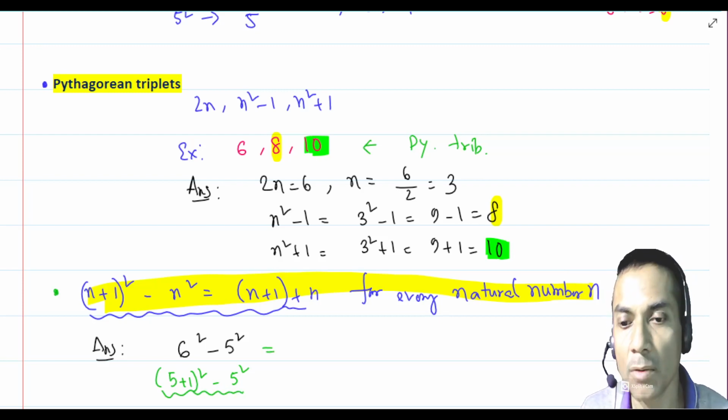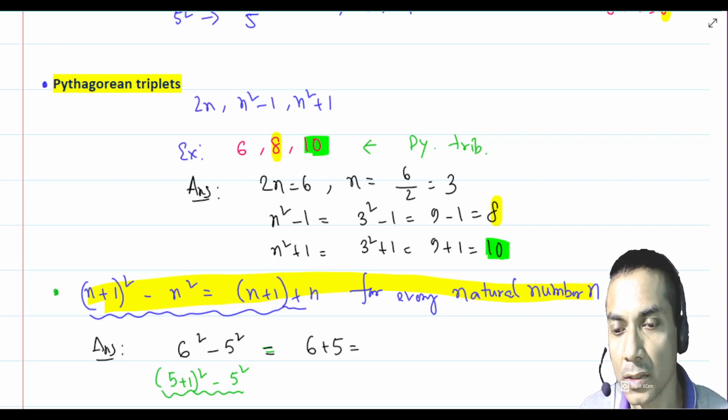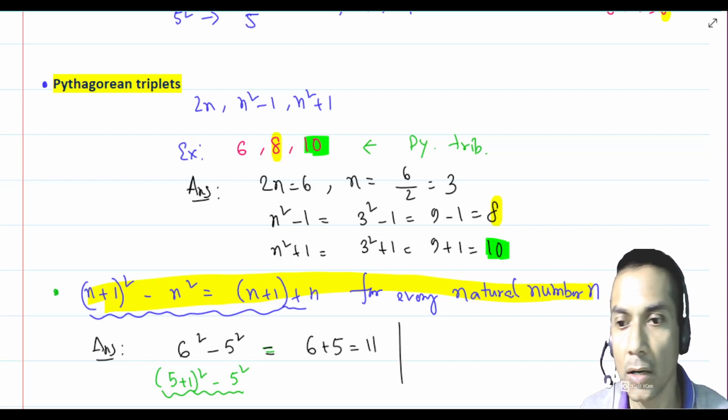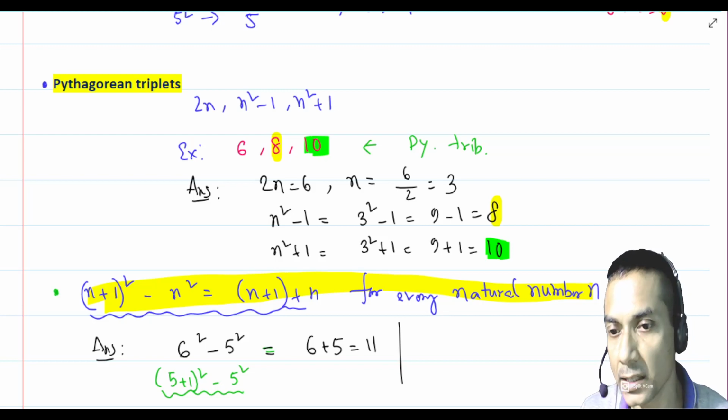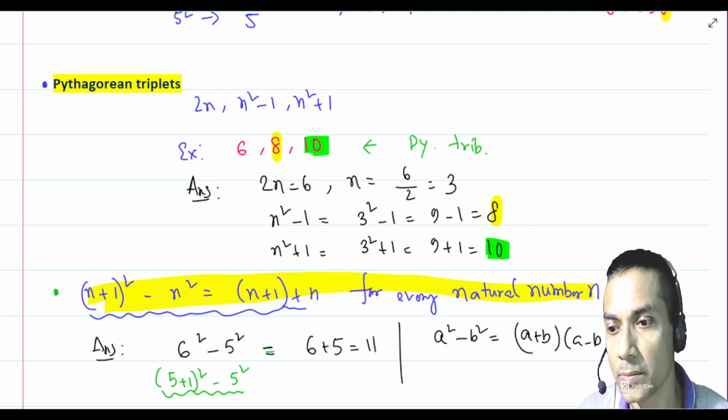So it is the sum of the numbers. The answer is the sum of the numbers. So that is 6 plus 5, so that is 11. From where do we get this? It is very easy. If I remember the algebraic identity, a square minus b square is a plus b into a minus b.